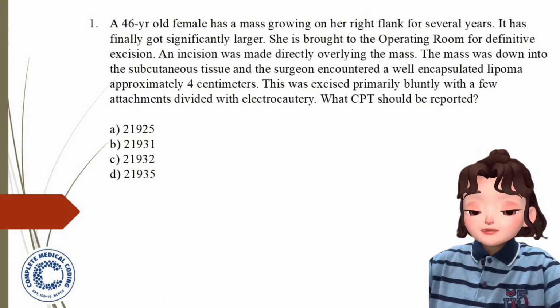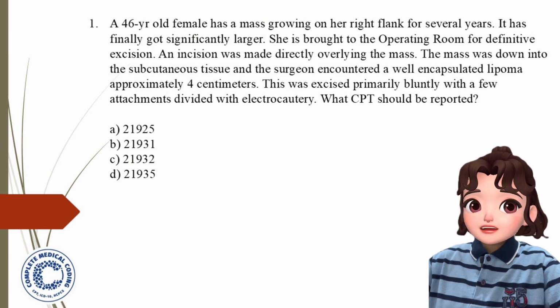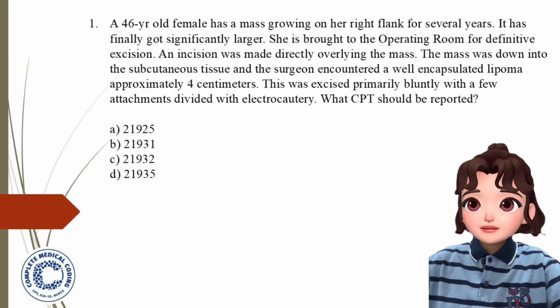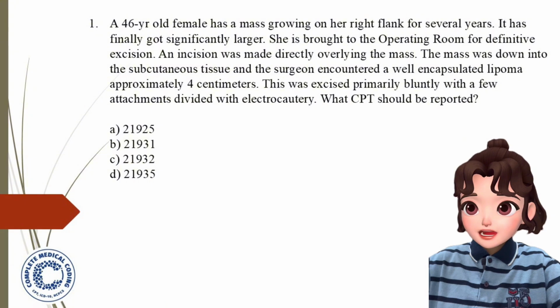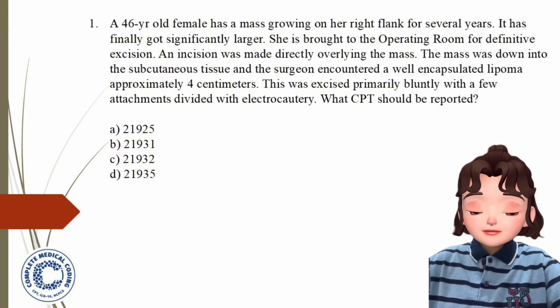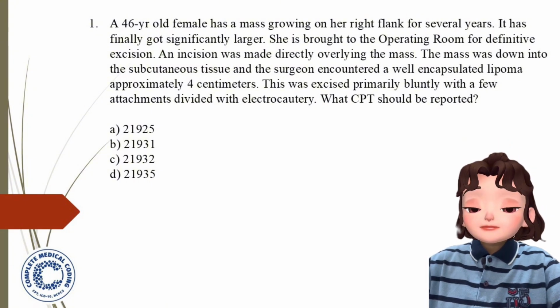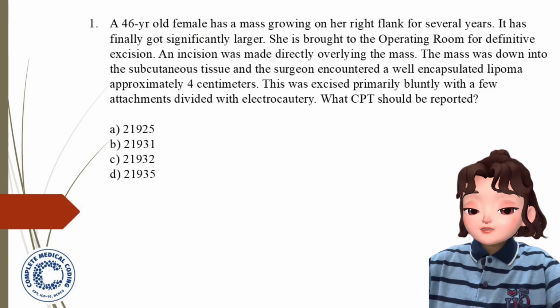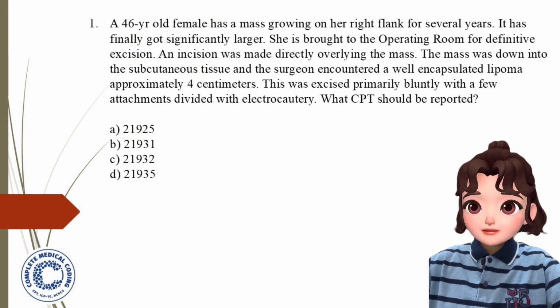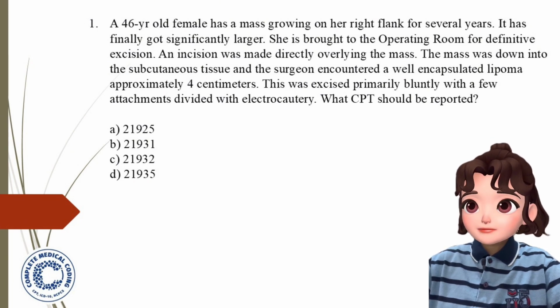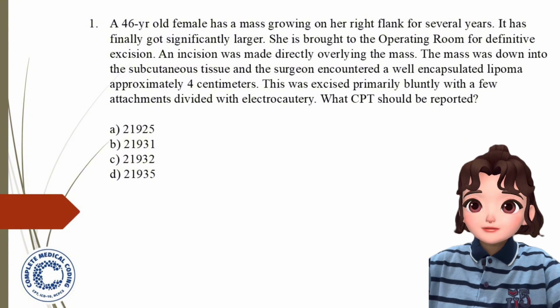So here you have to code for the excision. Excision is the procedure carried out here, right? Excision of a tumor, because this is a mass growing on the patient's right flank. So you have to code for the excision procedure, excision of tumor. And what is the size? 4 centimeters. Okay, let's move to the options.